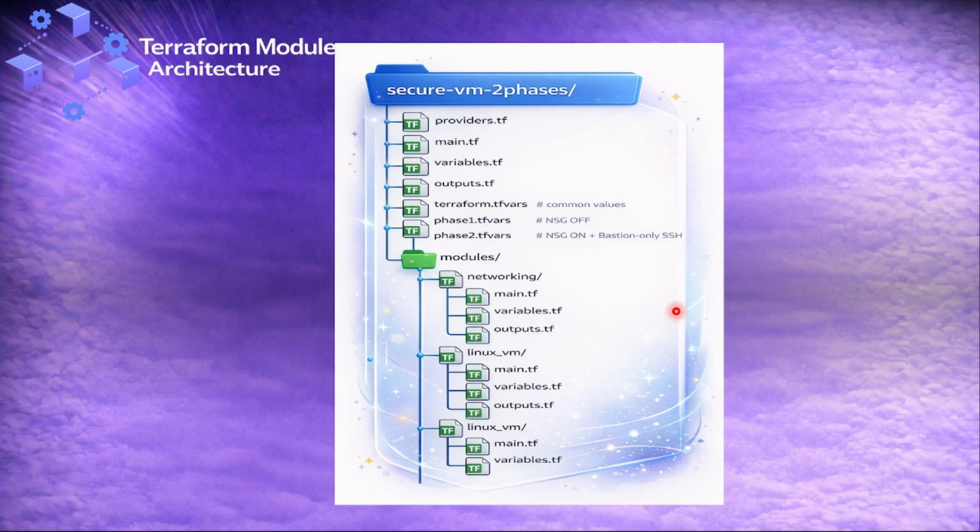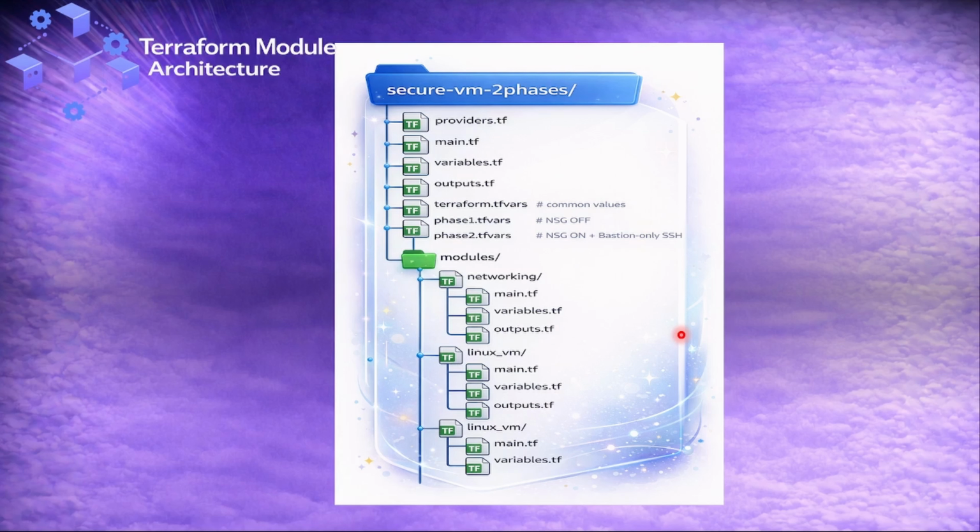Terraform modules. Let's quickly talk about Terraform modules. A module in Terraform is basically a way to organize and reuse infrastructure code. Instead of putting everything in one big file, we split infrastructure into smaller pieces, where each module handles a specific part of the environment. This makes the code cleaner, easier to maintain, and easier to reuse in other projects.